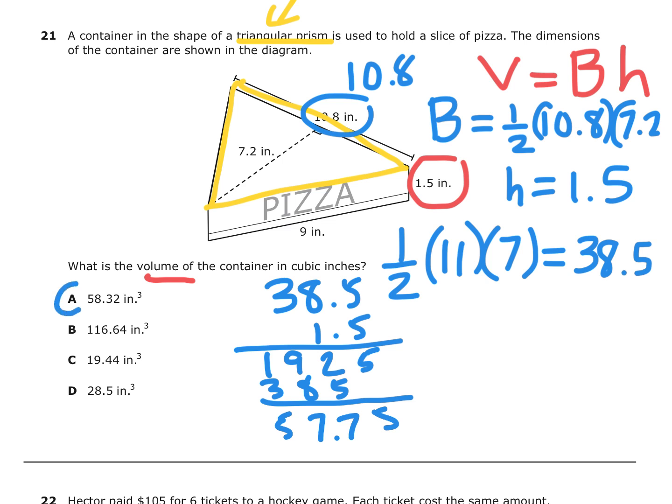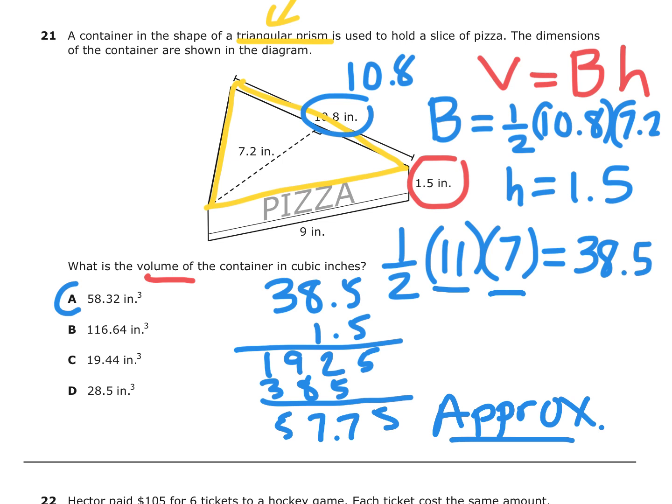Remember that I rounded off 10.8 to the nearest integer, which is 11, and 7.2 to the nearest integer, which is 7. And so I got 38.5. So I know that my answer is an approximate answer, and so what I'm going to do is select the answer closest to 58. 57.75 is close to 58, so the answer is A.